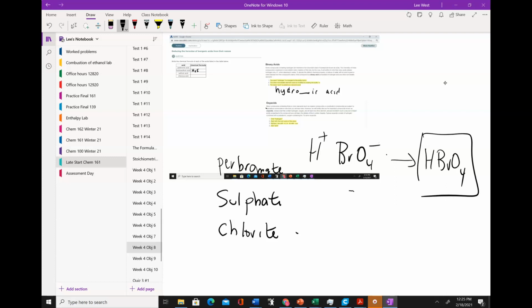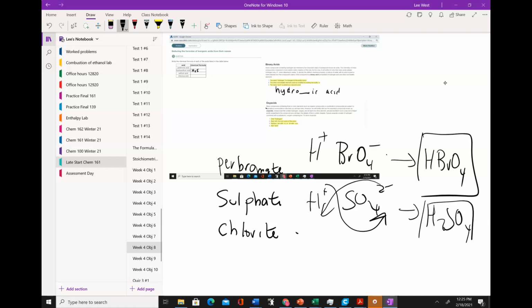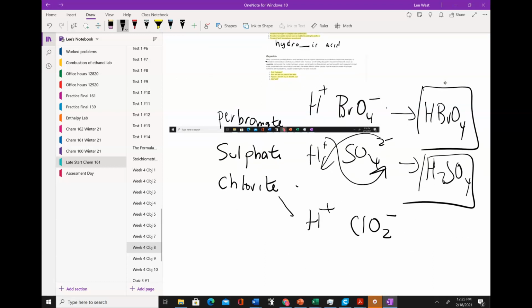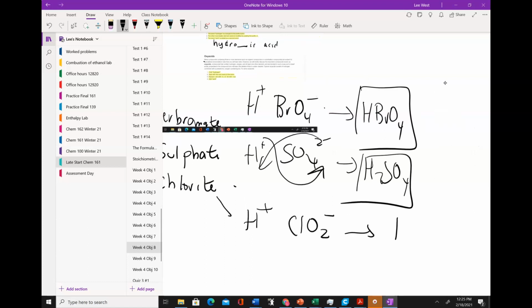Sulfate, I'm going to look that up in my table of polyatomic ions, and I'm going to find that it is SO4 2-. So when that guy combines with H+, I'm going to need 2 hydrogens for every 1 sulfate. So the formula will be H2SO4. And then finally chlorite. Chlorite, when I look that guy up, it is ClO2-. And so how many hydrogens do I need? Well, they are equally and oppositely charged, so they combine 1 to 1. There we go.